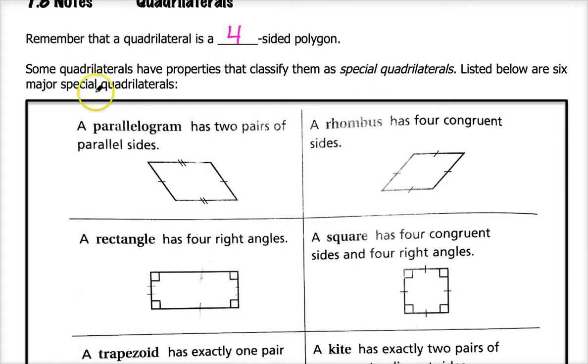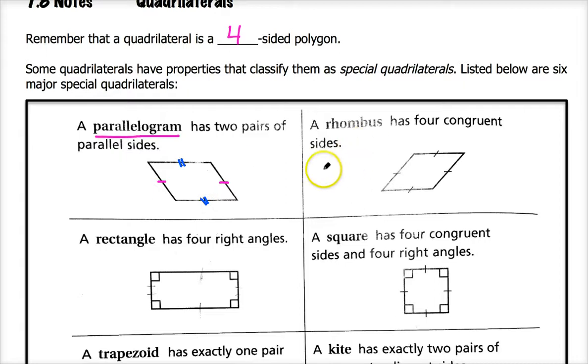The first is a parallelogram. A parallelogram is a special type of quadrilateral, and its characteristic is that it has 2 pairs of parallel sides. Okay, so in this figure here, you see that the top and the bottom sides are parallel to each other, and then the left and the right sides are parallel to each other. Not only are those sides parallel, but the opposite sides are congruent. So this side is congruent to this side, and the top is congruent to the bottom.